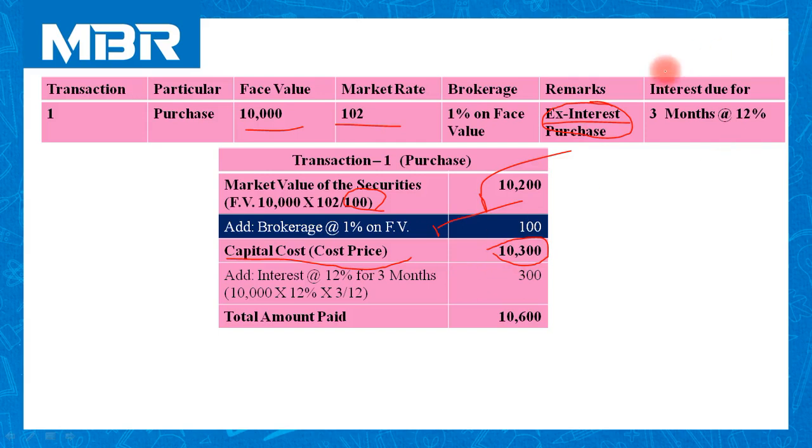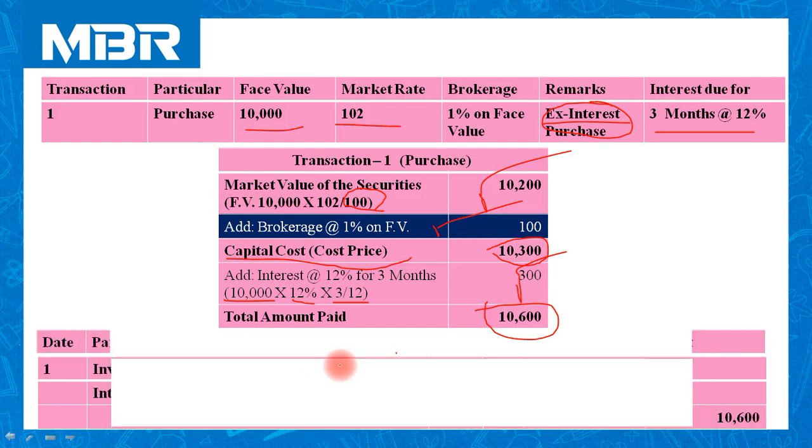So interest period is given for 3 months at the rate of 12%. 10,000 rupees face value. Interest is always calculated on face value of the securities. Rate of interest 12% and period is 3 months. So amount of interest is 300. So total amount paid is 10,600 rupees to the seller. Now we have purchased this security, so we are in the role of a buyer. Pass the entry.